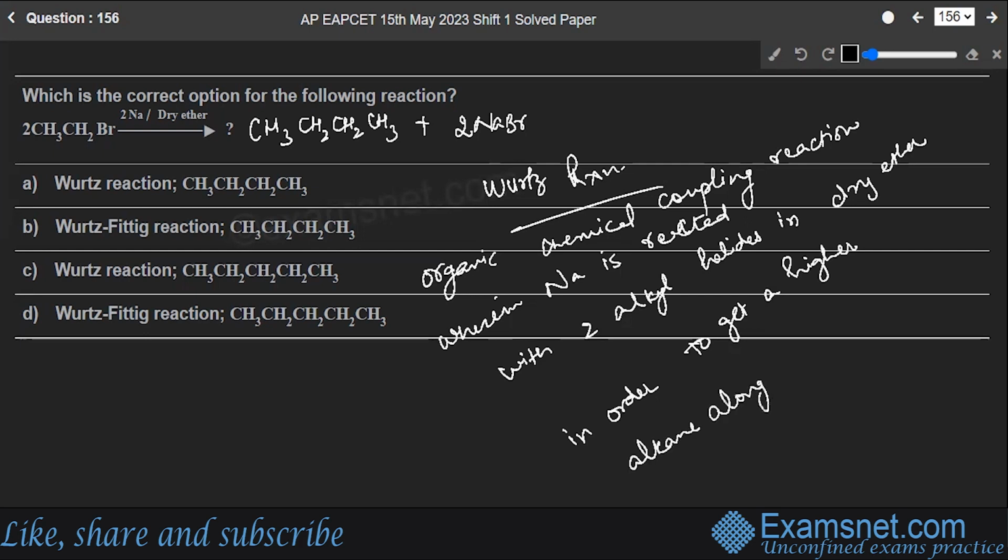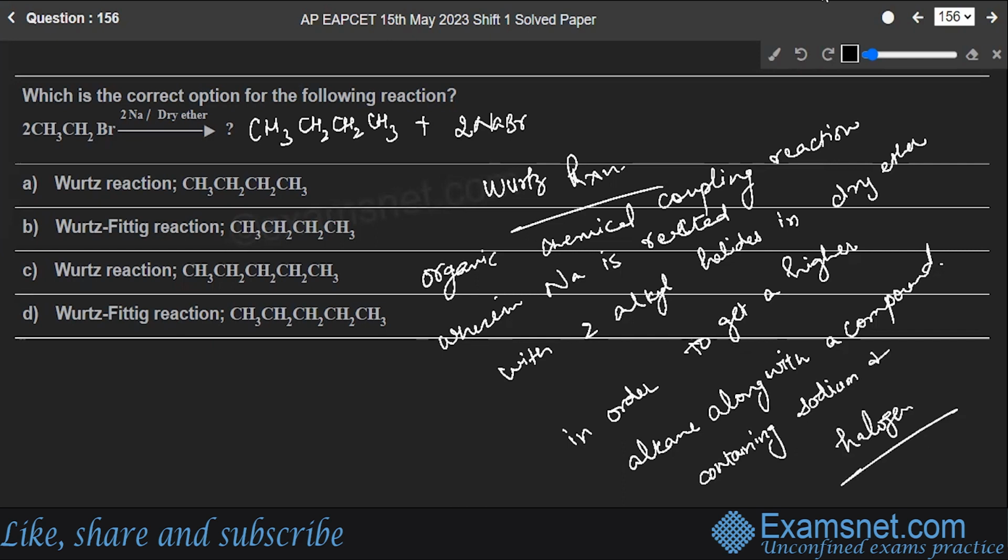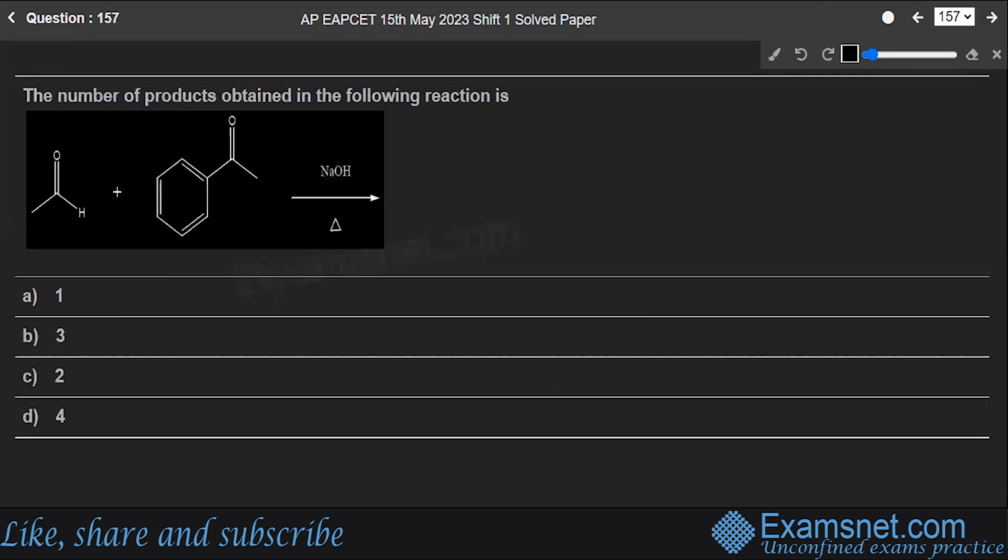along with the compound containing sodium and halogen. So therefore, the right answer to the question is your option A. Hope you understood. Next is question number 157.